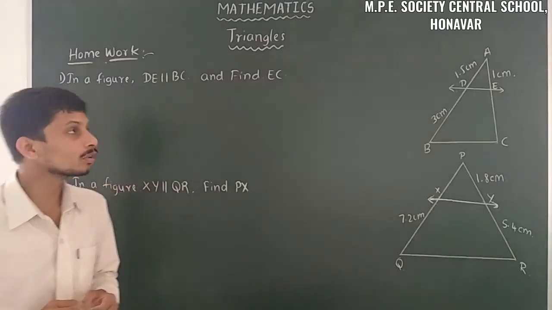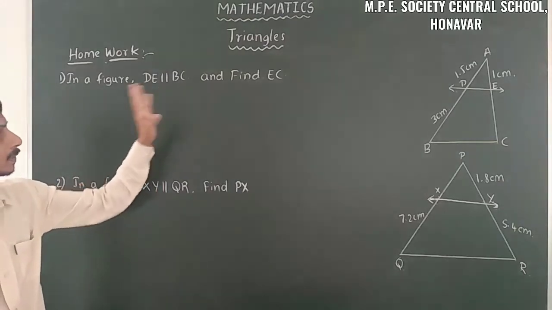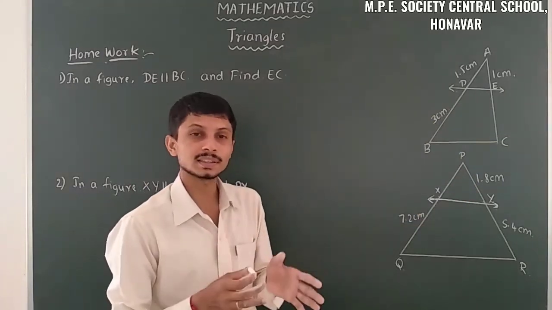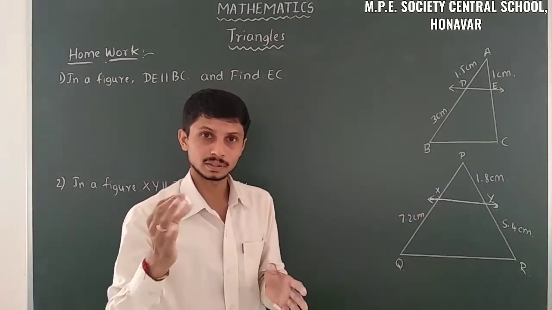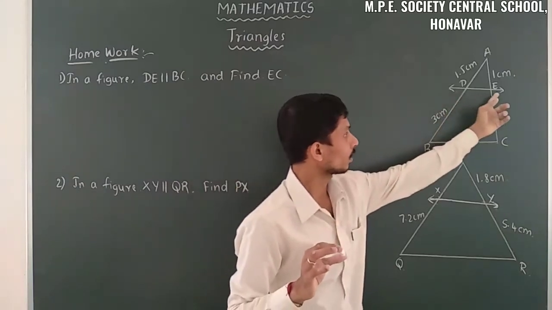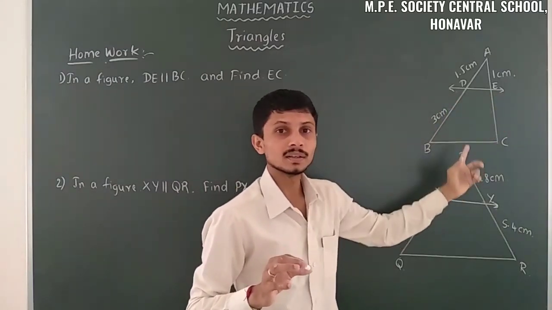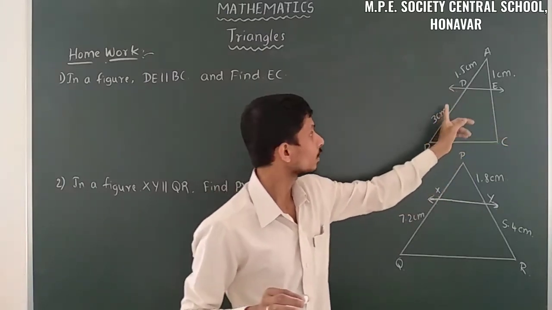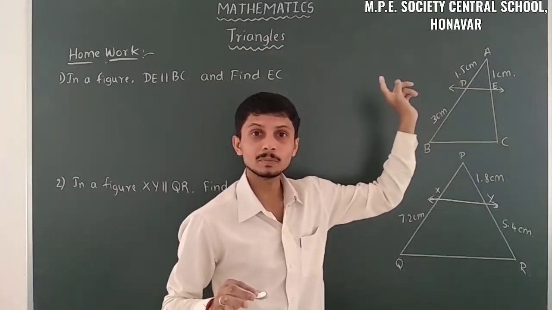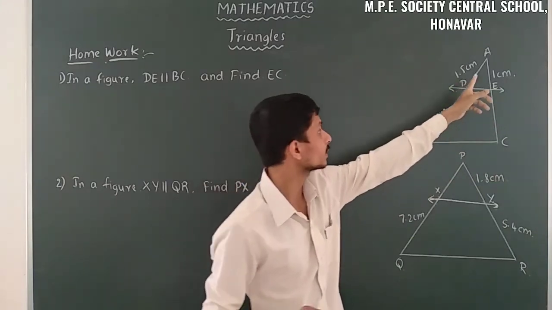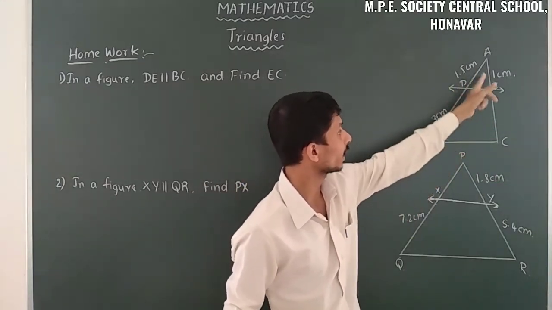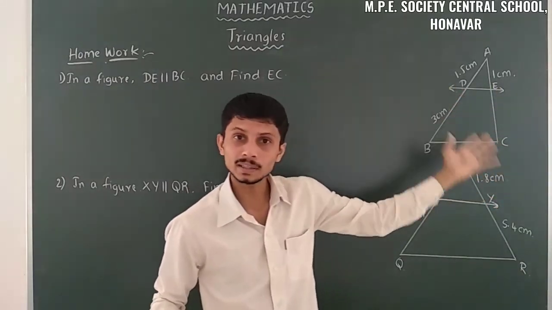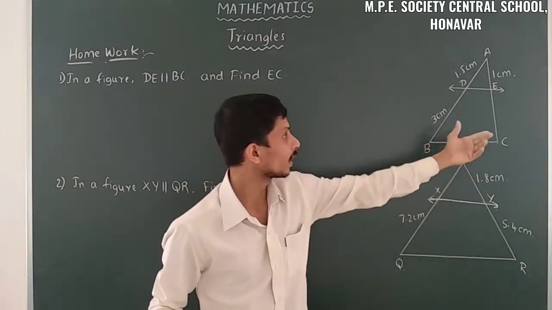Let us take these two homework problems. In the figure, DE is parallel to BC, and find EC. Let us take theorem 6.1: when a line is drawn parallel to one side to intersect the other two sides at distinct points, then the other two sides are divided in the same ratio. That means we already know AD by DB is equal to AE by EC. Substitute all the measures, take EC as x, and find the value of x.